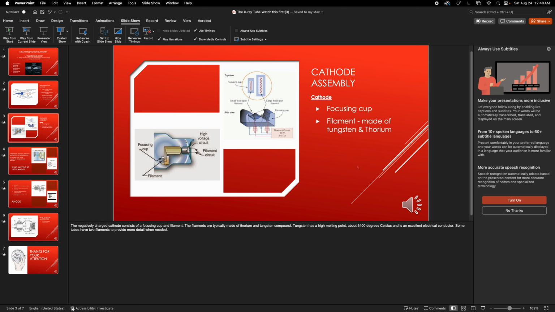This part you should know, but I'll go through it briefly. The cathode consists of a focusing cup and filament. And with the CT scanner, in some machines you can change the filament size, depending on what body part you're imaging. So you use the smaller filament for small body parts when you want high detail, and the larger filament for larger body parts like the abdomen, but you don't need as much detail. You're not looking for small fractures kind of thing, right?